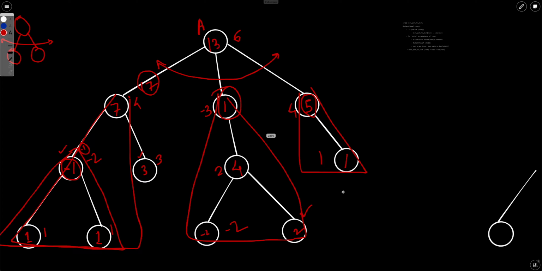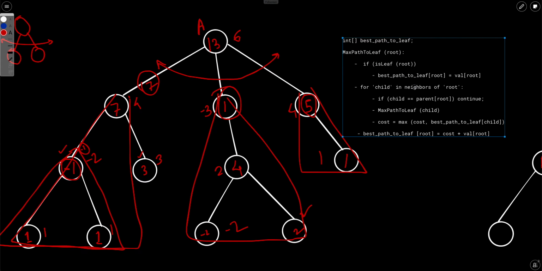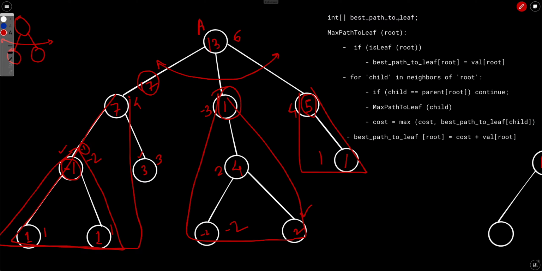Okay, so what would the pseudocode look like? Pseudocode would be something like this. So you have to calculate the best path to a leaf, right? What you will do, you will start with the root being 0 initially, which is the point a. Now if the current node is a leaf node, then you already know the value would be simply the value of the current node. Now if the node is not a leaf node, the value would be the value of the current node or the root node plus cost. What is cost? Cost is the maximum across all the children.